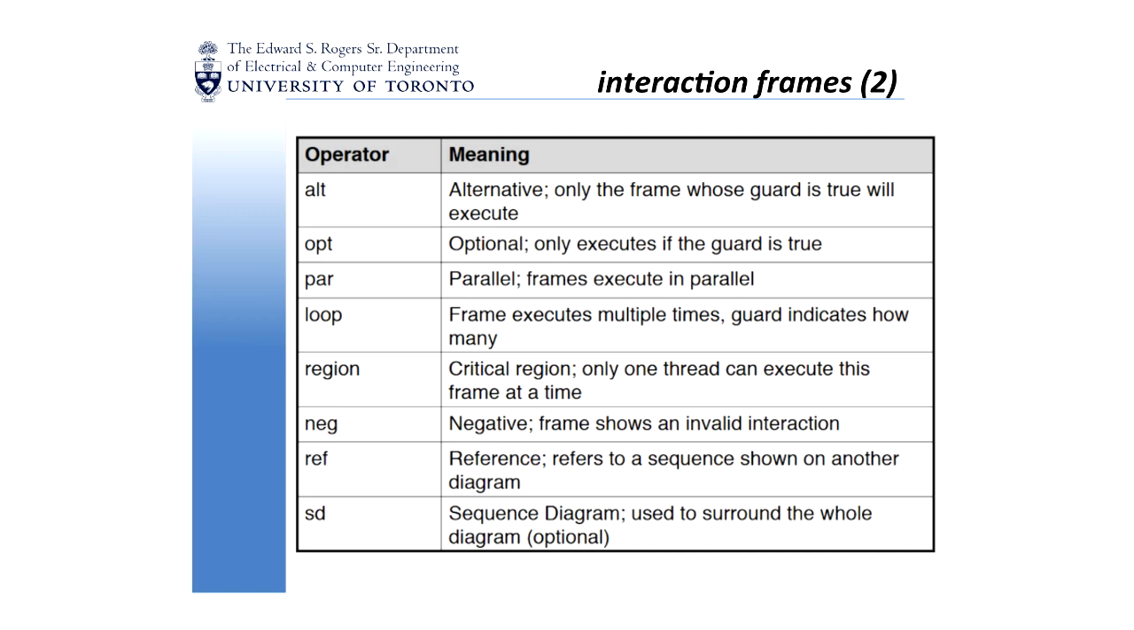There are several standard operators for these frames. Beyond alternative, optional, and loop, we use par for parallel execution, region for critical sections where only one thread can execute at a time, and neg to show an invalid or forbidden interaction. We can also use ref to refer to a sequence shown on an entirely different diagram.